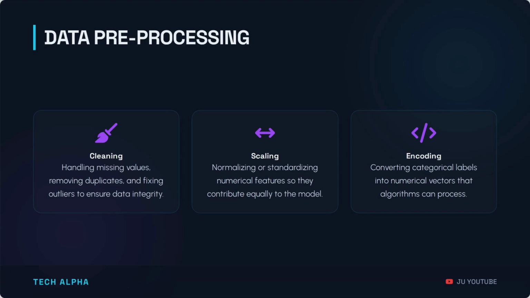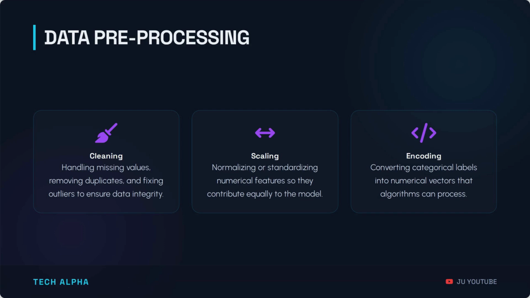Handling missing values. One important preprocessing step is handling missing values. Sometimes age, salary, or other information may be missing in a dataset. We can either remove those records or fill the missing values using the mean, median, or most frequent value.